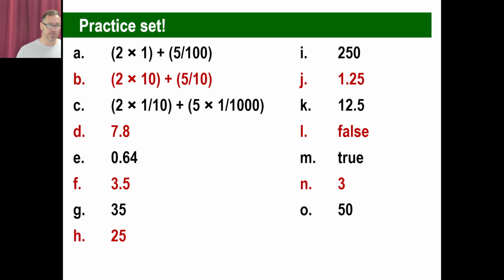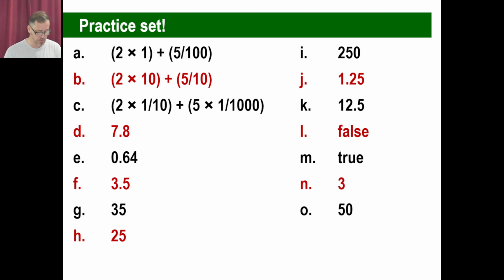A is going to be 2 times 1 times 5 times 1/100th. Make sure that's not 5/10, okay? B, 2 times 10 plus 5/10, 20.5. This will be 2 times 1/10. That's the 2 part. There aren't any hundredths. There's just 5 times 1,000. Okay. D, let's look at that. 7 plus 0.8, 7.8. Same thing for E.